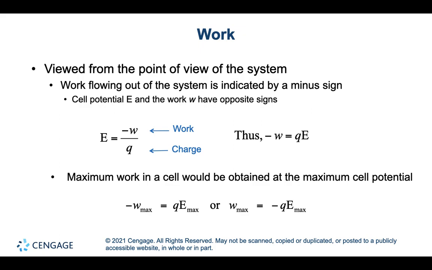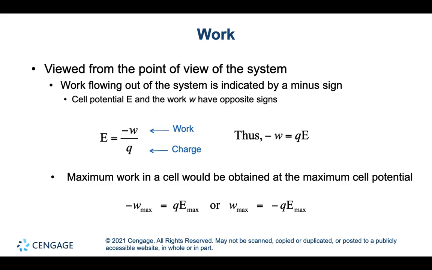Now, we prefer to define work from the point of view of the system, and so the cell potential E and the work should have opposite signs, because a positive cell potential will create a battery that will do work. Remember, doing work is negative work by the system. So what we should define here is E equals negative work, in joules, over charge, and we'll use the letter Q to stand for charge.